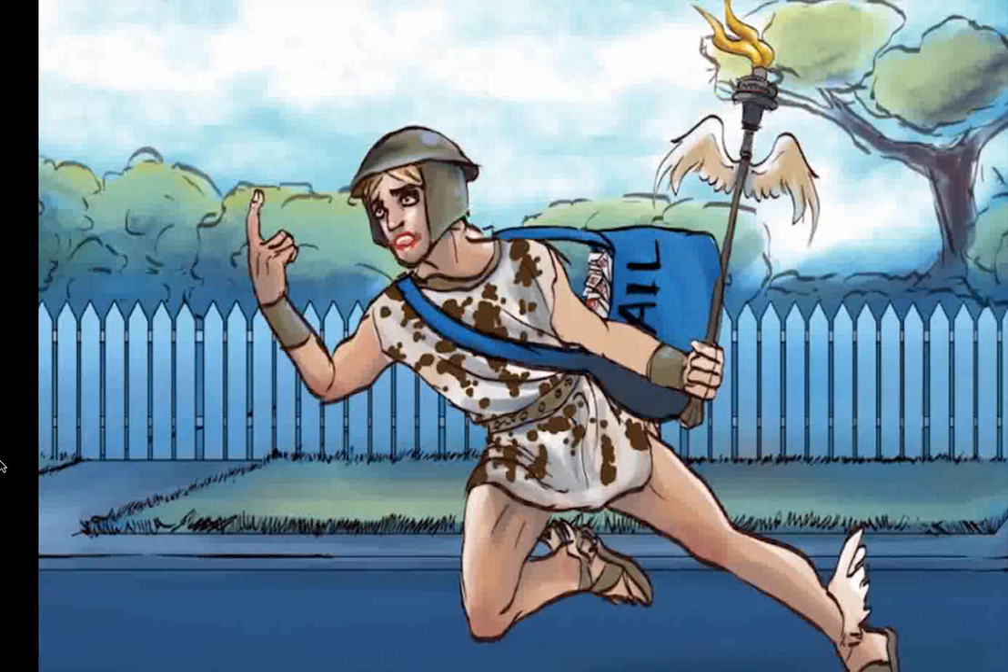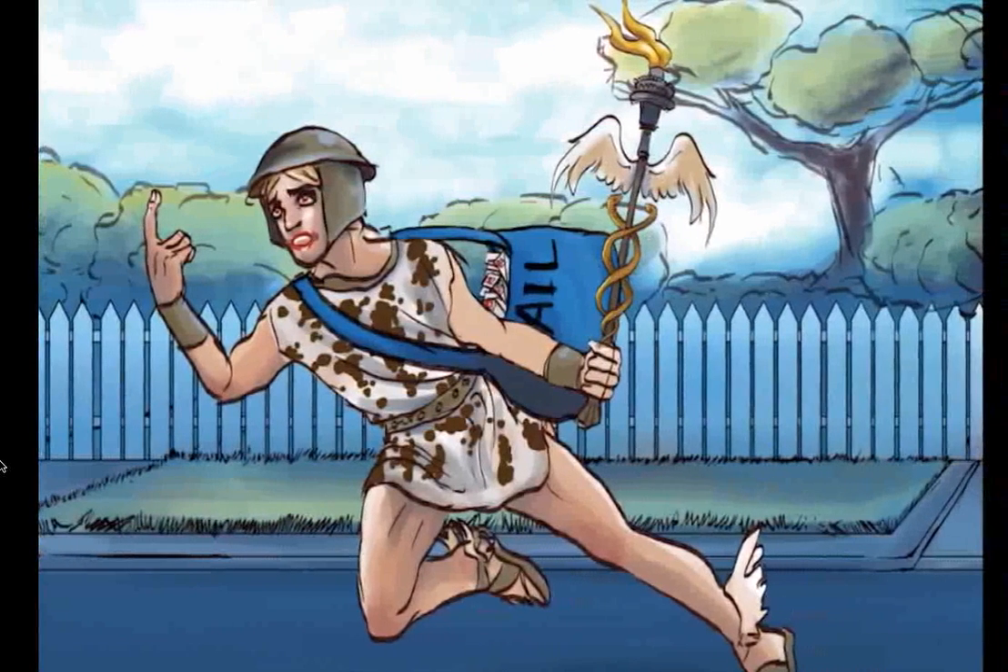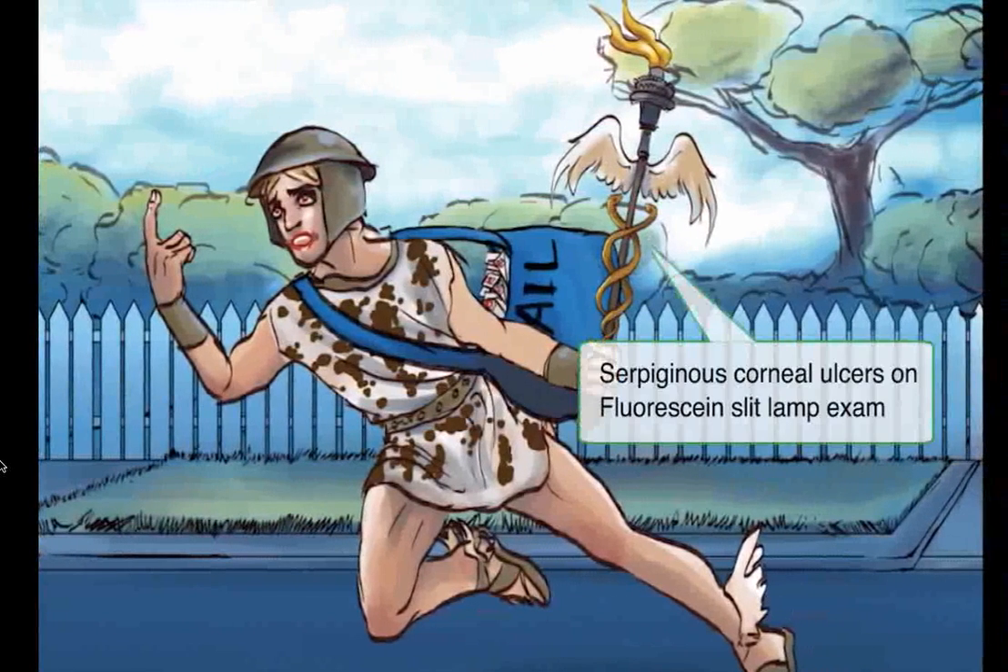HSV1 also causes keratoconjunctivitis, which is a pretty serious eye infection that warrants evaluation by an ophthalmologist. And under a fluorescein-stained slit lamp exam, you'll see these serpiginous ulcers on the cornea. Serpiginous just means snake-like, so we'll draw in two snakes curling around Hermes' staff to help you remember these snake-like ulcers seen in keratoconjunctivitis.